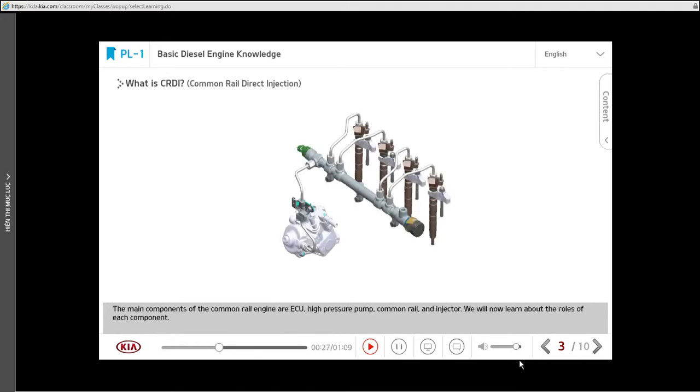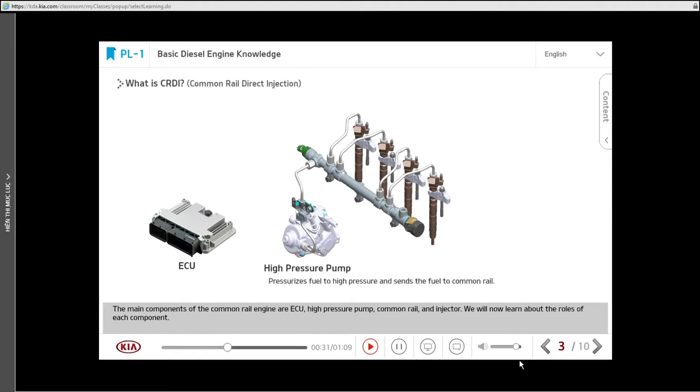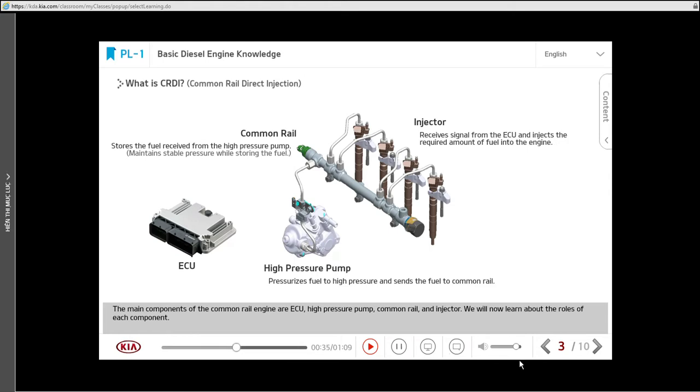The main components of the Common Rail engine are ECU, high-pressure pump, common rail, and injector. We will now learn about the roles of each component.